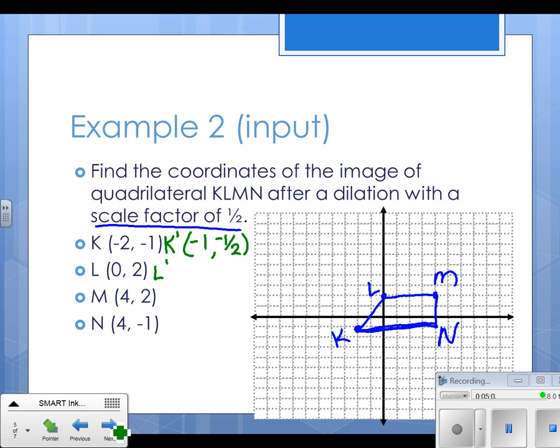L prime, half of 0, 0. Half of 2 is 1. For M prime, half of 4 is 2 and half of 2 is 1. And for N prime, half of 4 is 2 and half of negative 1 is negative 1 half. So now we're going to plot these 4 points. We've got 0, 1. We have 2, 1 and 2, negative 1 half.